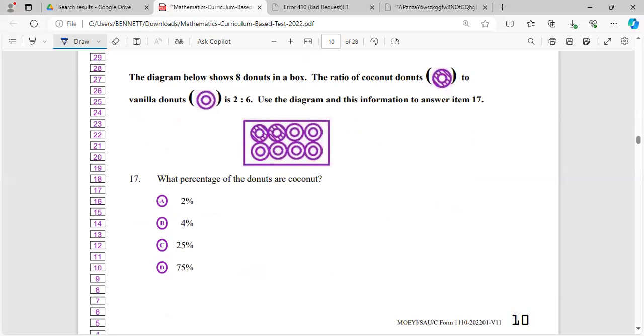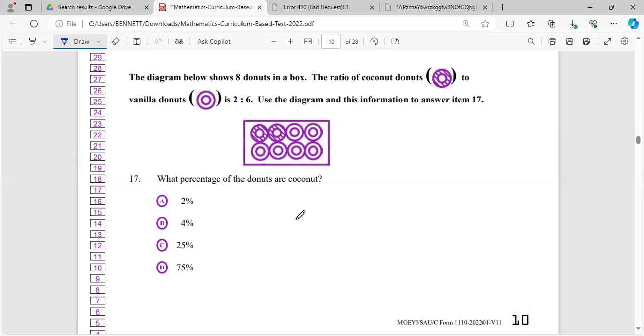The diagram below shows 8 donuts in a box. The ratio of coconut donuts to vanilla donuts is 2 to 6. Read the question, guys. Use the diagram and the added information. What percentage of the donuts are coconut? Sir, 2%? Everybody agree that it's 2%? No, sir, it would be C, 25%. Explain how you get it.